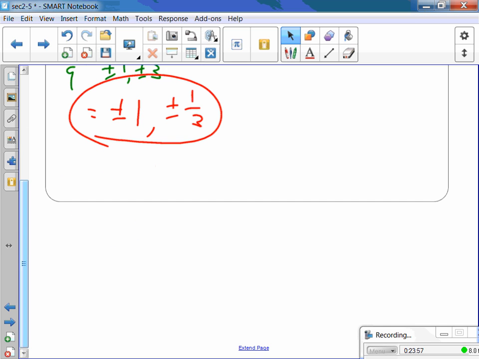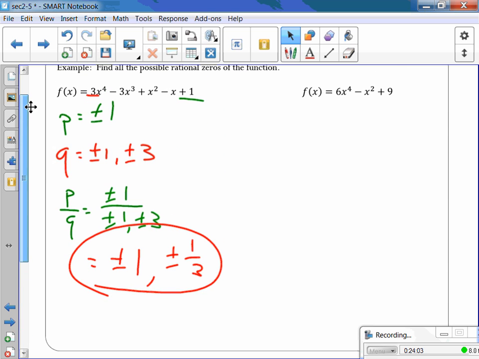How about this one? We have 6x to the 4th minus x squared plus 9. We don't have to write this first part like this, but we know we're going to wind up with P over Q, right? Our constant term factors divided by our leading coefficient. So what are the factors of my constant term?